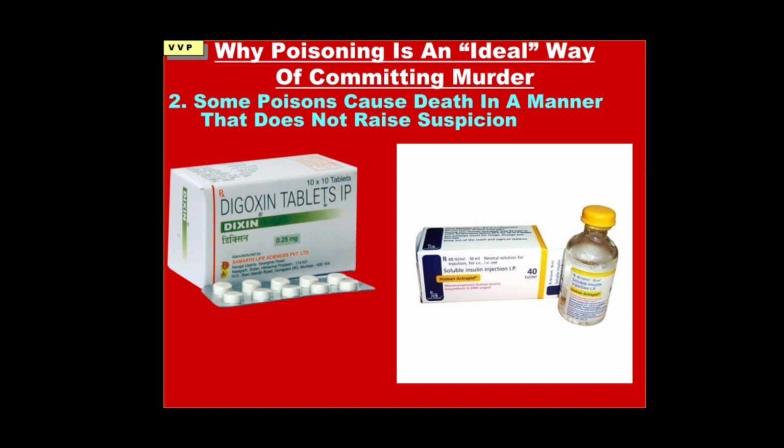Then you have preparations like insulin used for diabetes. If a person takes insulin and he has diabetes, it is all right. It's a kind of therapeutic intervention which is indicated. But if he takes an overdose, or if a person who does not have diabetes takes insulin, it can cause serious problems and death. And the manifestations may be such that nobody may suspect poisoning. So this is the second reason why poisoning can be an ideal way of committing murder. That is, the event itself may not raise any suspicion at all, and the person may get away with murder.